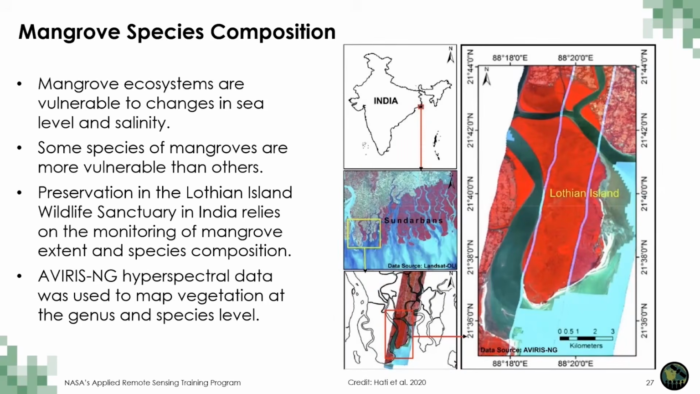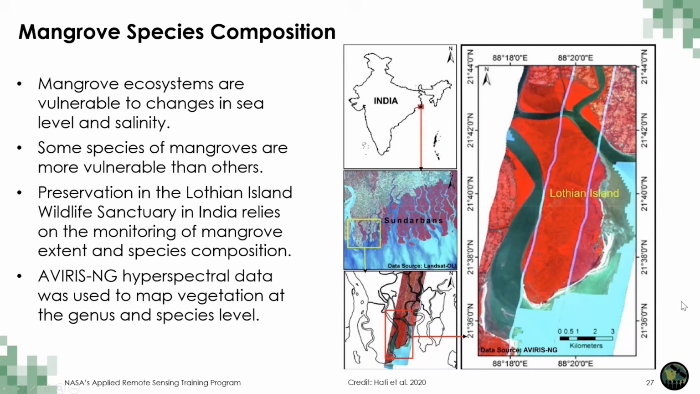But anyway, mangrove ecosystems, as we know, protect the coastlines from erosion and increase the water quality surrounding them. Now, continuous monitoring of mangroves is necessary to assess the impacts of sea level rise, for instance, and increasing salinity. Each species of the mangrove forest, in this case in the Lothian Island, has a different threshold for these environmental parameters. So understanding the composition is important for conservation efforts.